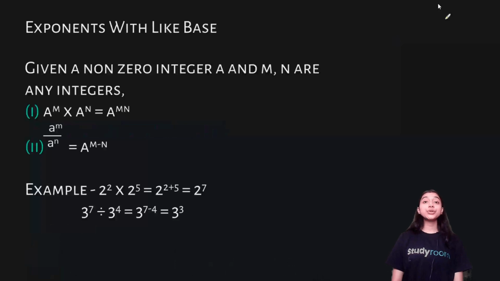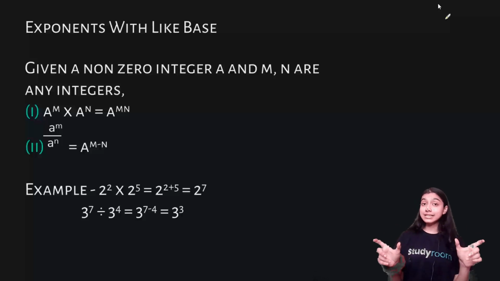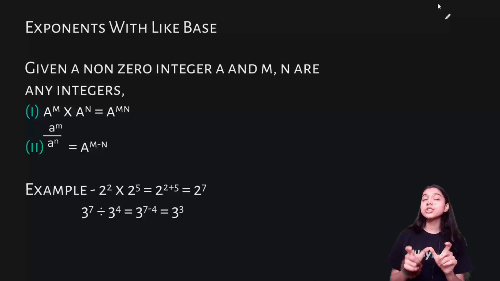Now I'll be teaching you the laws of exponents. The first law of exponent deals with the exponents with like bases. So if we have two exponents with like bases and they are multiplied with each other, then their powers will be added. So this is the first law of exponent, that when bases are same and they are multiplied with each other, their respective powers will be added.